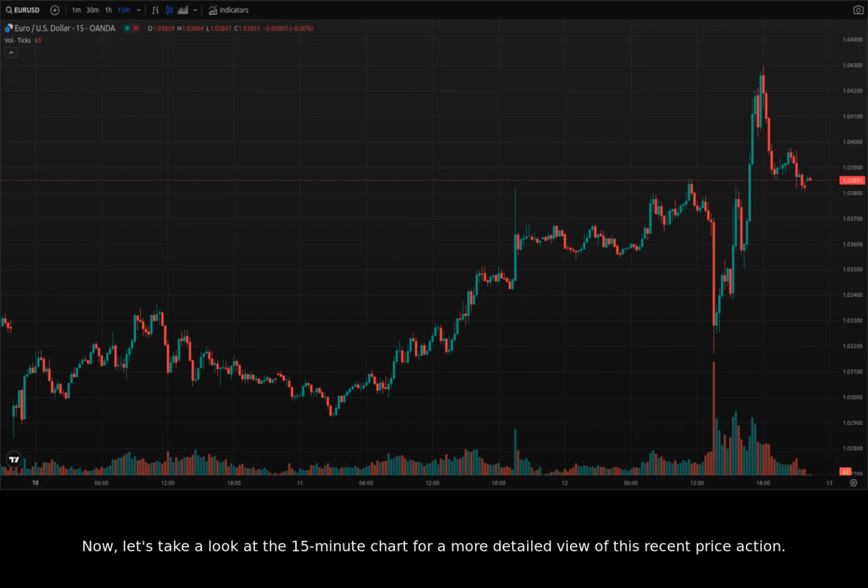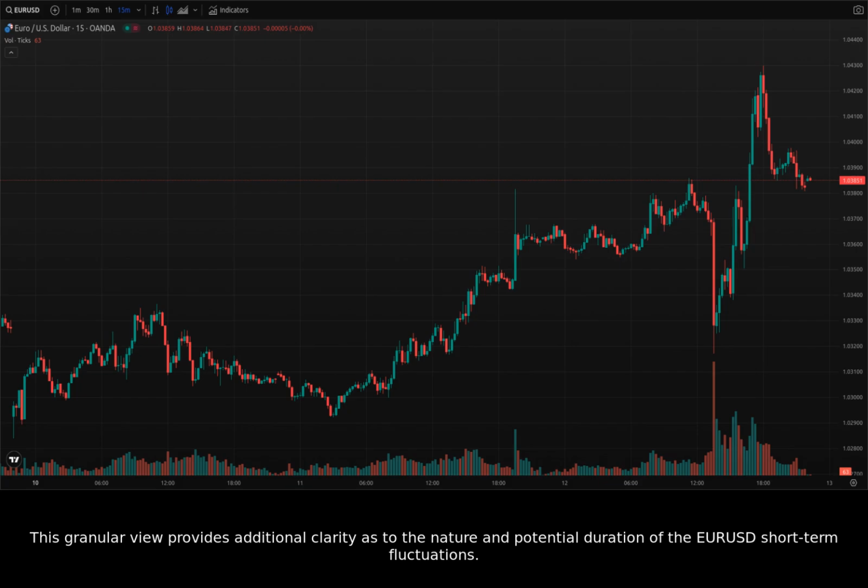Now, let's take a look at the 15-minute chart for a more detailed view of this recent price action. This is where we observe shorter-term momentum and increased volatility. We can identify clear instances of support and resistance within even smaller time frames. This granular view provides additional clarity as to the nature and potential duration of the EURUSD short-term fluctuations. The volume during these short periods suggests short-term buyers and sellers may be acting on the aforementioned events.